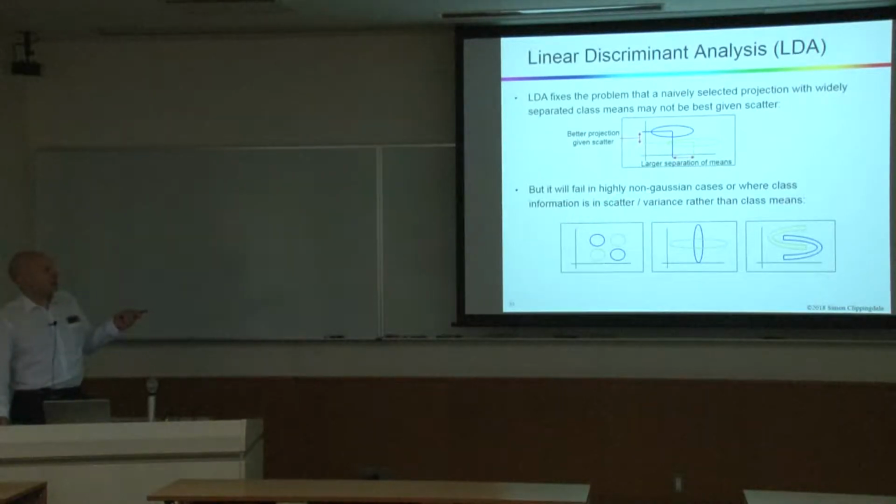It doesn't work in non-Gaussian cases or where the class information is actually in the scatter. For example here, both classes have the same mean right in the middle, and all the information about which class is which is in the scatter. So LDA won't work for that situation. Same goes for this one. The class means are both right in the middle, and only the scatter tells you which class is which. And in this case, the class means are fairly separated, but a linear separation of these classes isn't going to work.